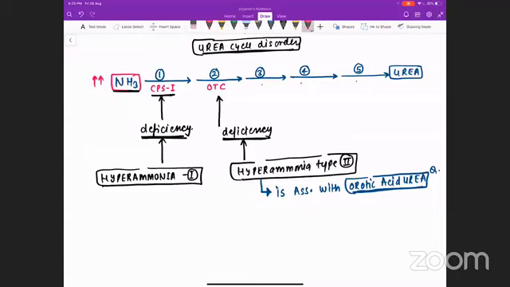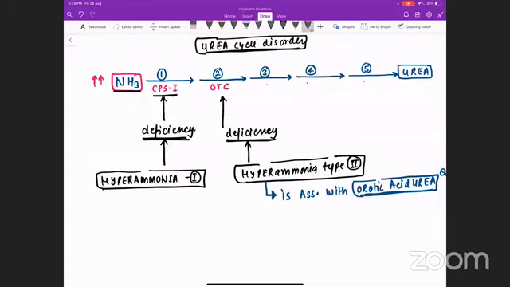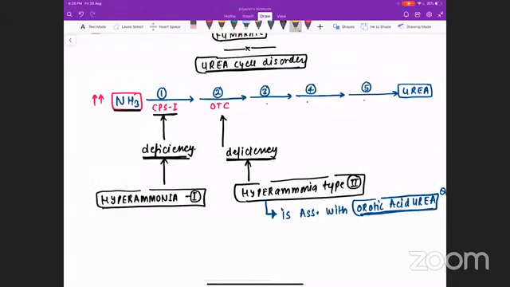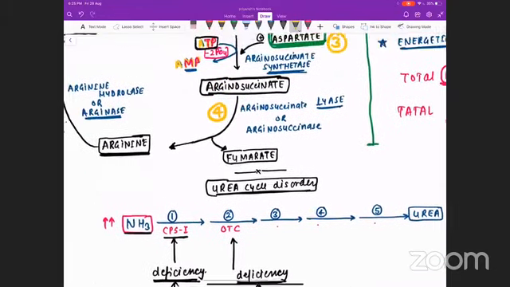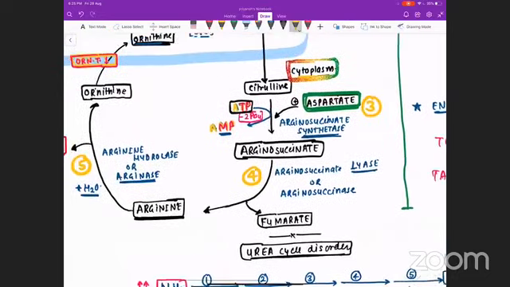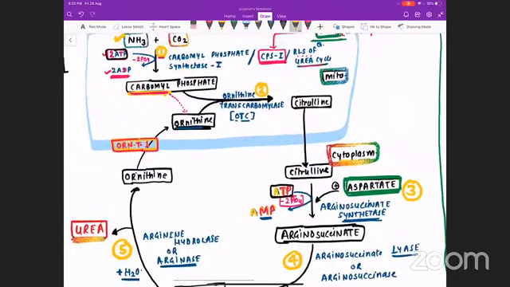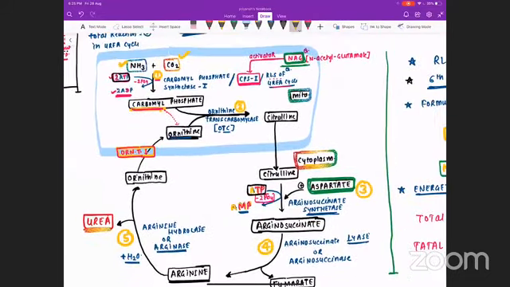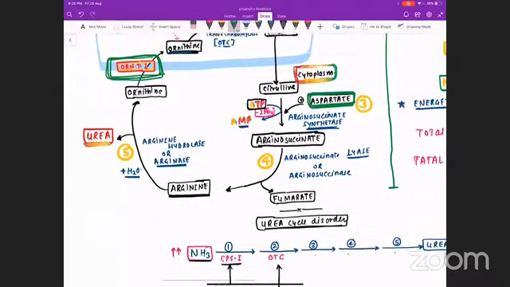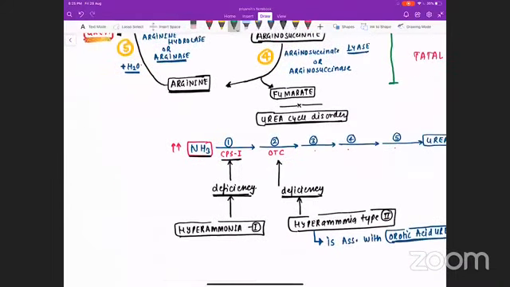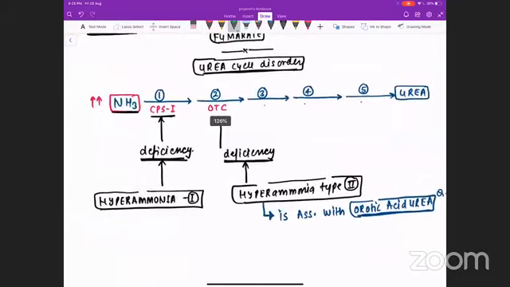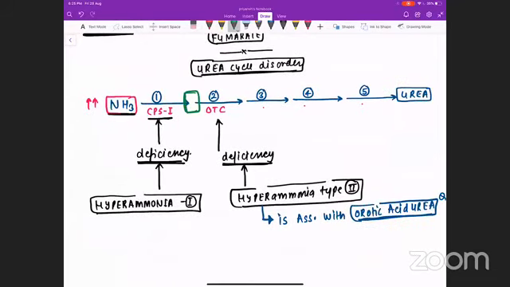There was a special transporter that we have used for transport of ornithine. If you see the pathway, just pay attention. Ornithine transporter 1 is required for the transport of ornithine from the cytoplasm to the mitochondria. Here is your ornithine transporter 1, ORNT1.